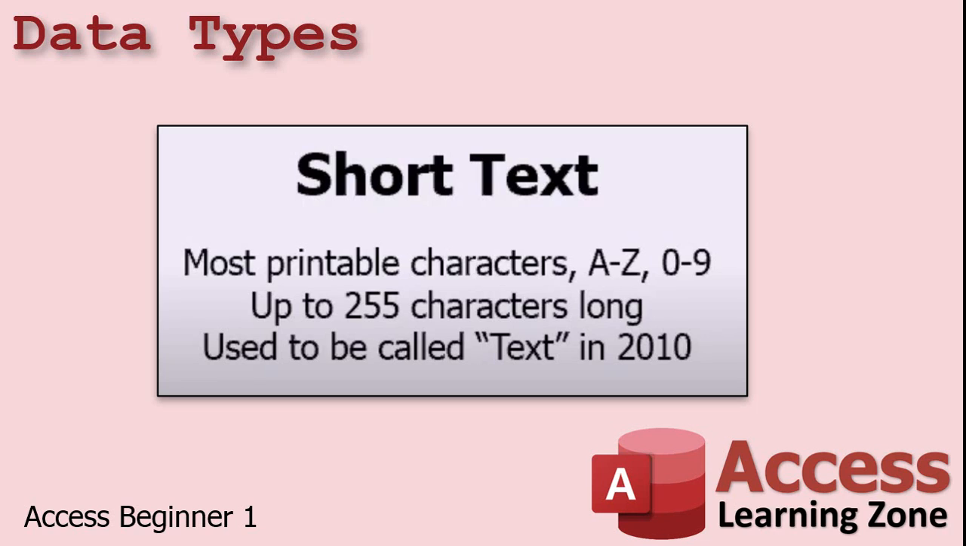If you happen to be using an older version of Access from 2010 or earlier, this used to be called just text. They used to have text and memo, and they changed it in 2013 to short text and long text. So if you hear me refer to something as a text field, I mean short text. And if I say memo, I mean long text.